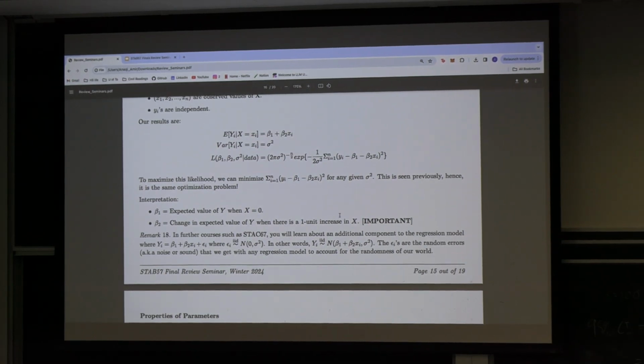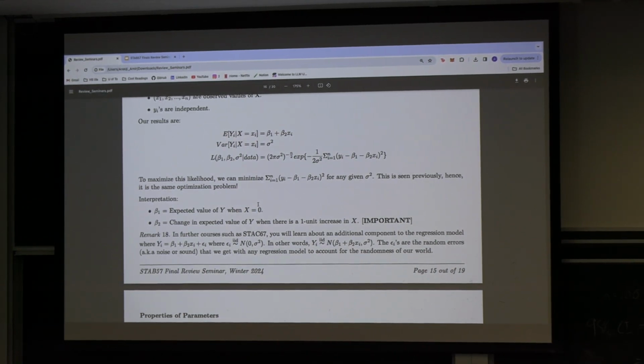So the interpretation for this model specifically for beta 1 is the expected value of y when x equals 0, and that's very easy to see. It's beta 1 plus beta 2 xi. So beta 1 is basically what y is if x is 0, because then it just cancels out. So yi equals beta 1.